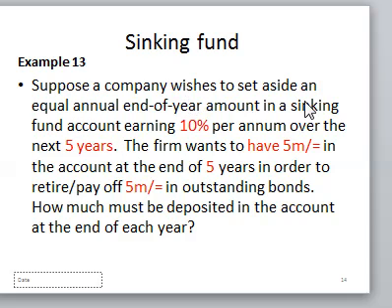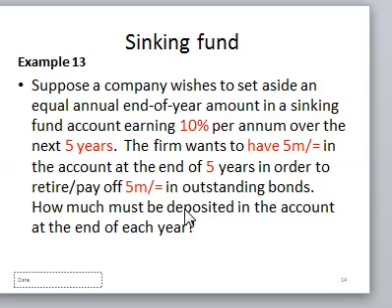Suppose a company wishes to set aside an equal annual end of year amount in a sinking fund account earning 10%. So this is our interest rate per annum over the next 5 years. So this is our period N. The firm wants to have 5 million in an account at the end of year 5. So this is still our N. This is our future value.